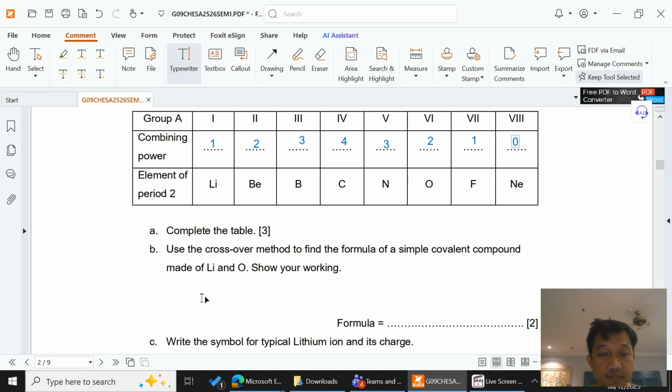Now let's use the crossover method between Li and O. Looking at this table, the value for Li is 1, so it can pull one atom, while oxygen is 2, so it can pull 2 atoms. Now we just need to cross multiply the two numbers. So we got the result of Li2 oxygen 1, or Li2O.